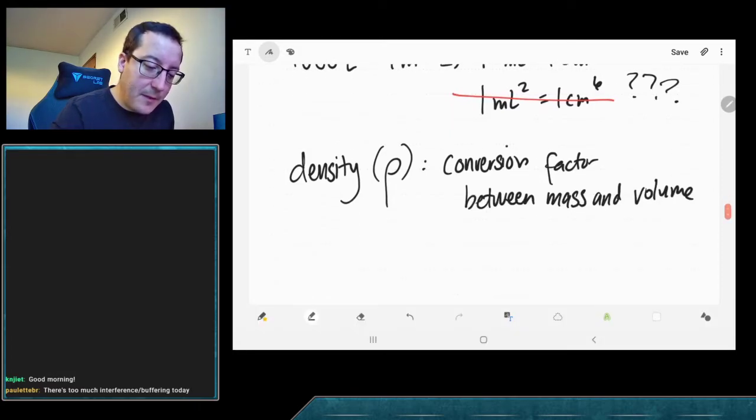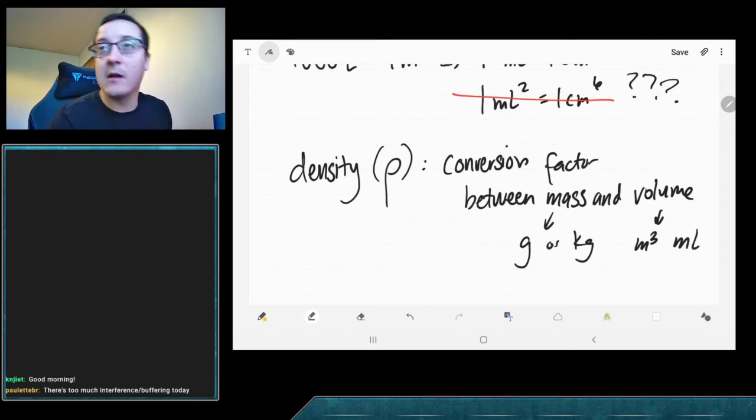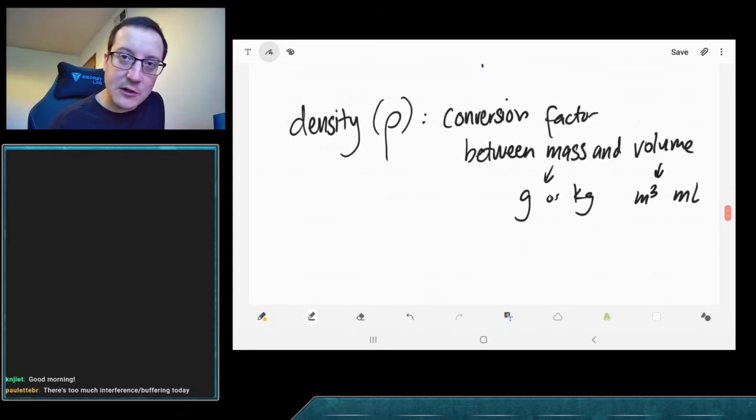Typically, the units of mass that we're going to deal with are grams or kilograms, and then for volume we would use something like meters cubed or milliliters. Those are pretty common units that we would use here. So this is just a conversion factor.